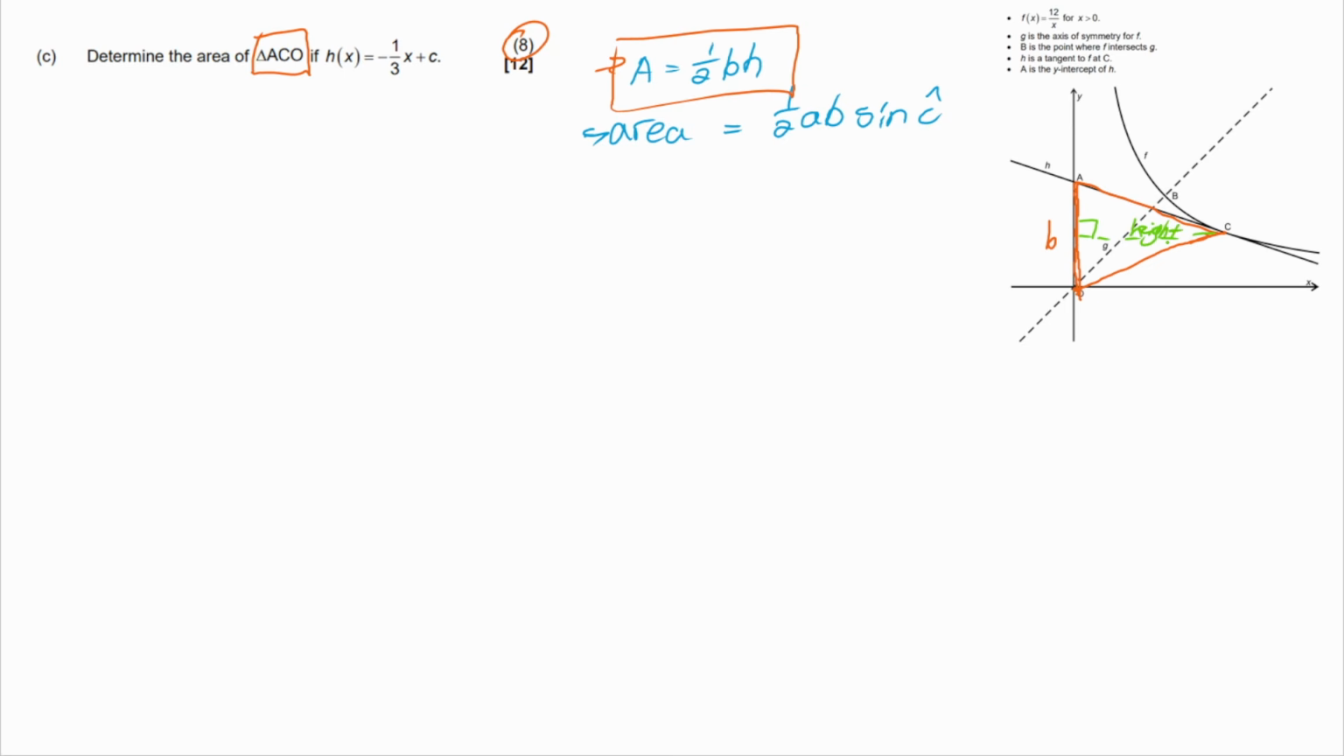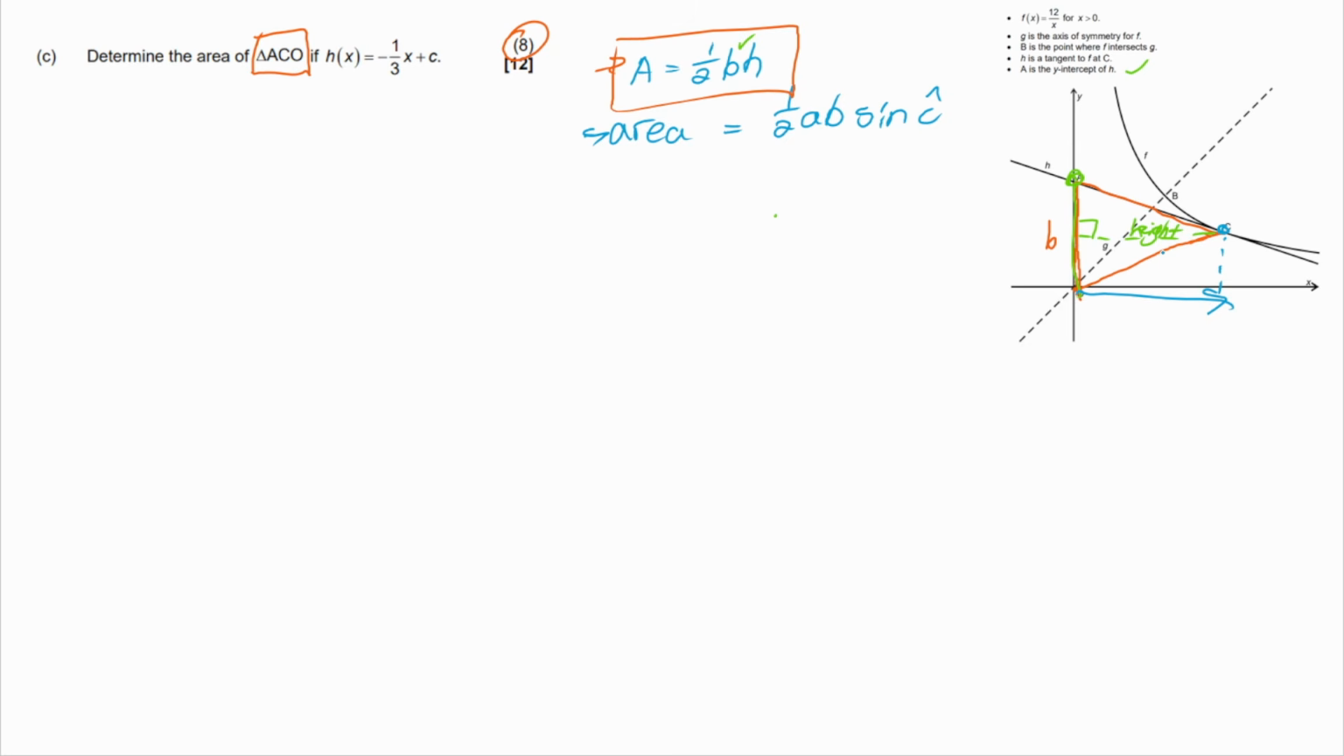All right, so we need a few things here, right? We need the distance AO. So let's think how we can get AO. A is the y-intercept of h. So if we can find the y-intercept of h, then we have AO, which is the base. Then let's think about this height. How can we find this height over here? Well, if we know the x-coordinate of C, then that x-coordinate is going to be equal to the height.